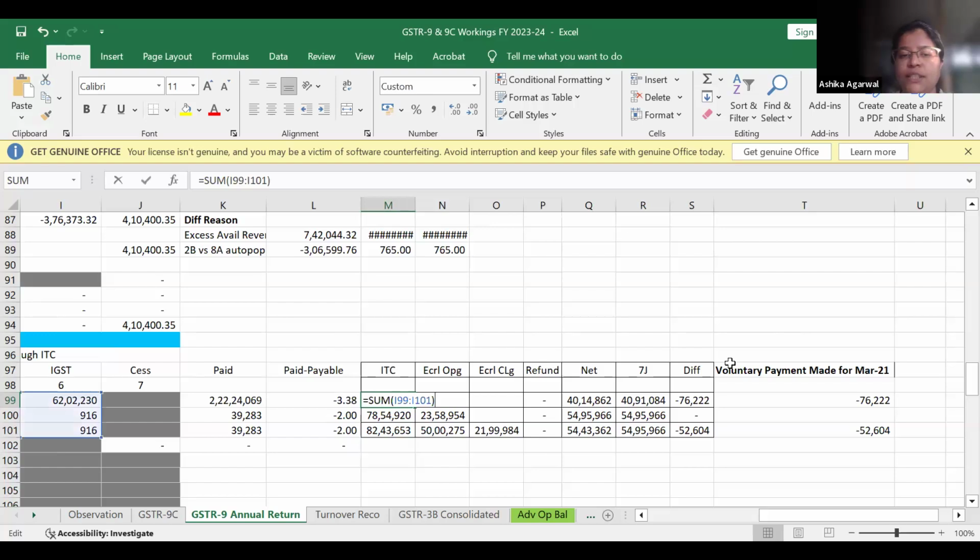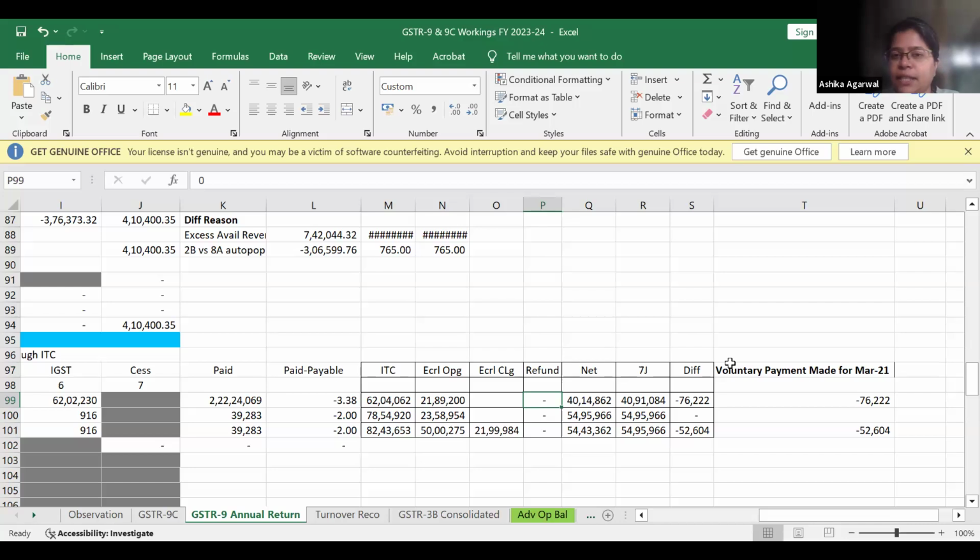So based on 7J, I came to know what is the ITC I'm available to claim. Sorry, I have claimed. Then I would be having my electronic credit ledger opening balance, closing balance. Refund, if based on SEZ to SEZ, if they are eligible, then there will be one this. Now what is this checking? This checking is availment versus utilization.